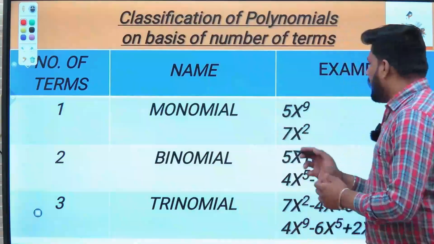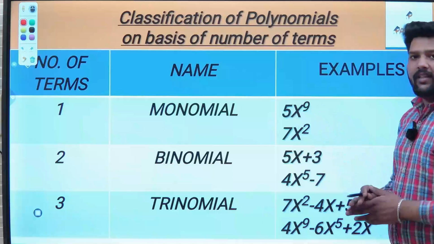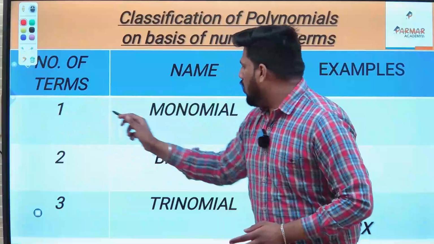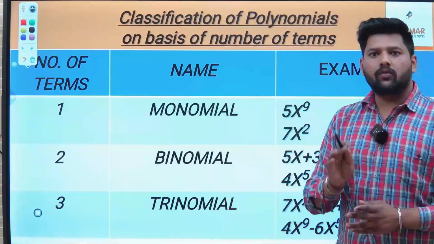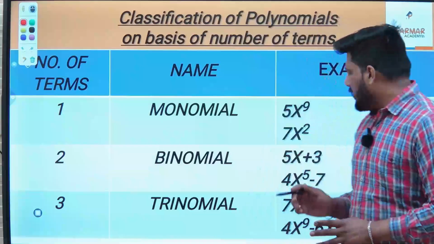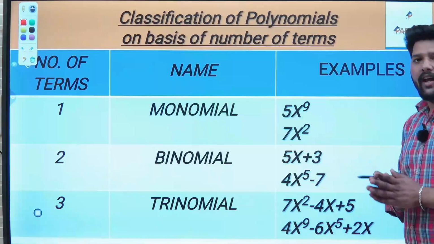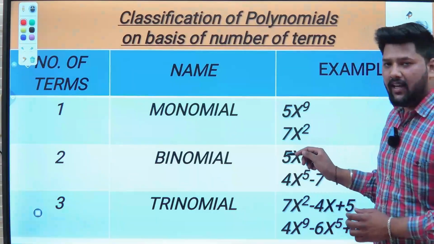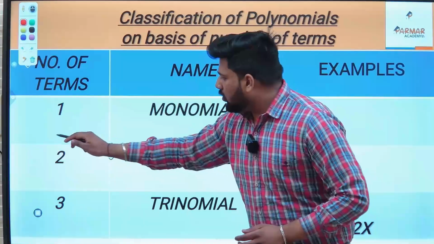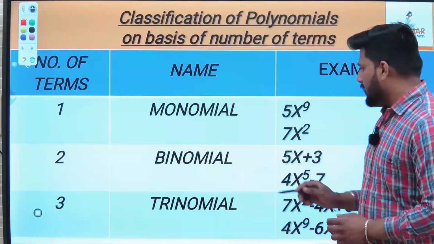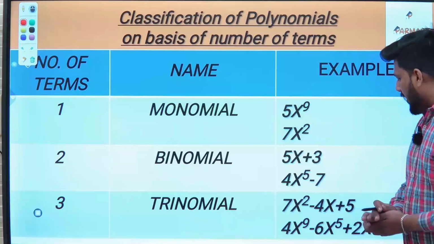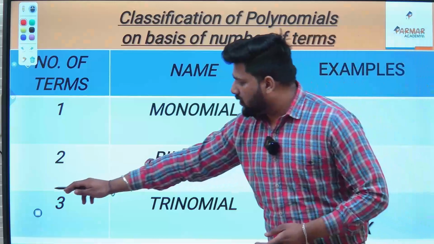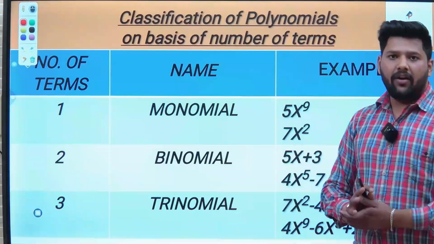So, for example, 5x raised to power 9. This is a polynomial having only one term. So polynomials with one term are called monomials. The next one is 5x plus 3. This is again a polynomial, having two terms. The first term is 5x and the second is 3. So polynomials with two terms are called binomials. Next one is 7x square minus 4x plus 5. This polynomial has three terms, and polynomials with three terms are called trinomials.